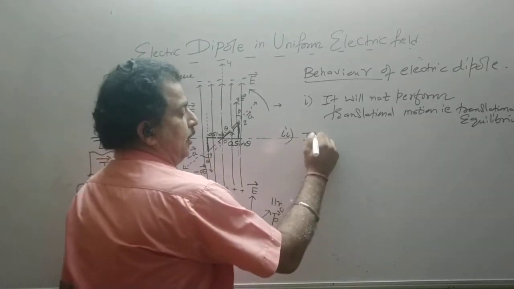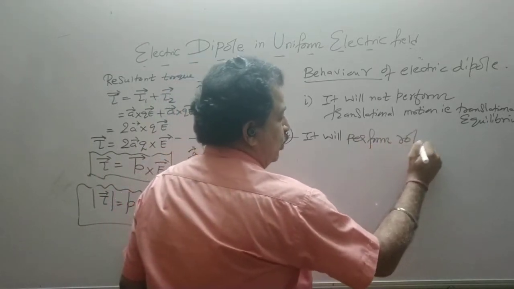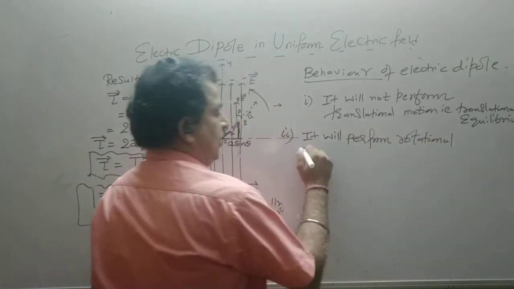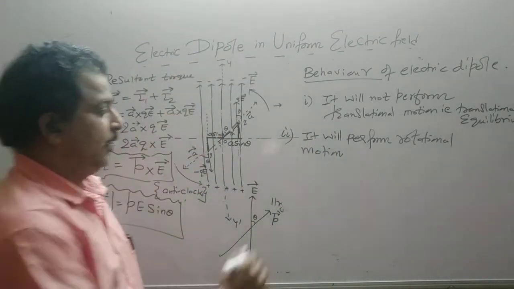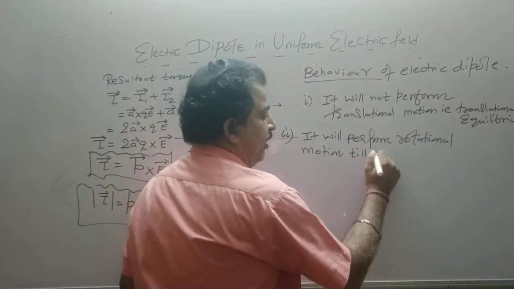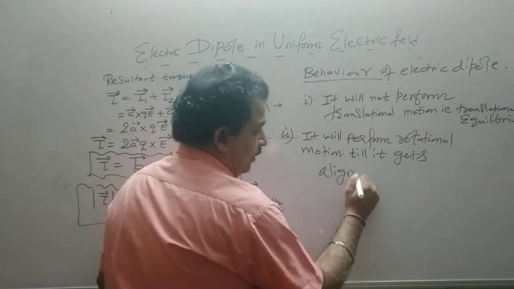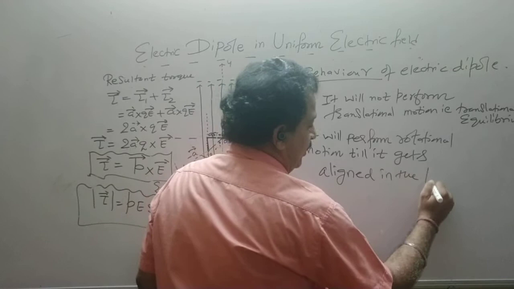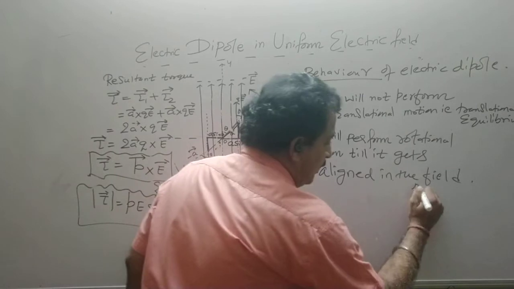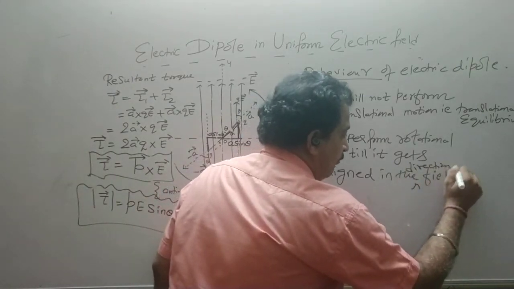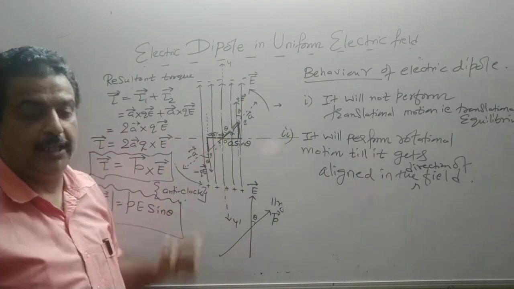Second, it will perform rotational motion, but it will not keep on rotating. It will perform rotational motion till it gets aligned in the direction of the field. Then it stops rotating. So these are the two behaviors of an electric dipole.